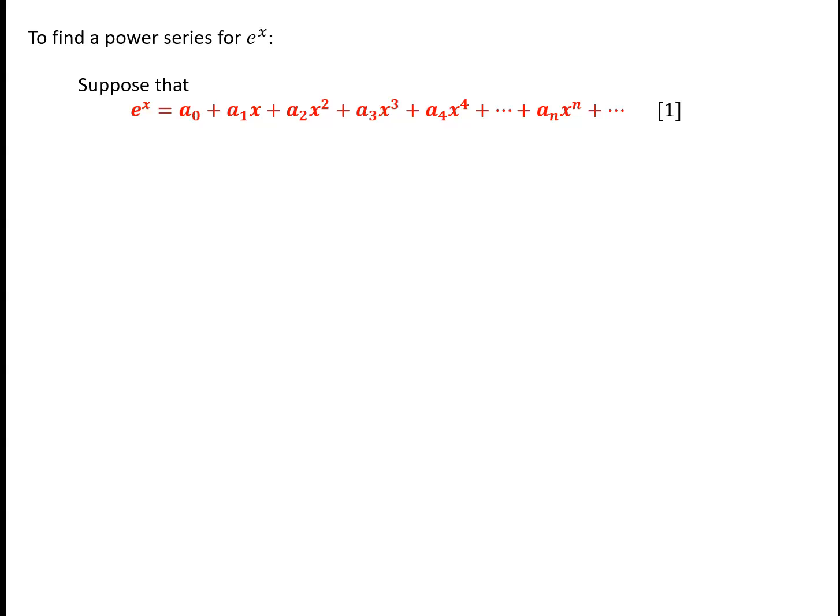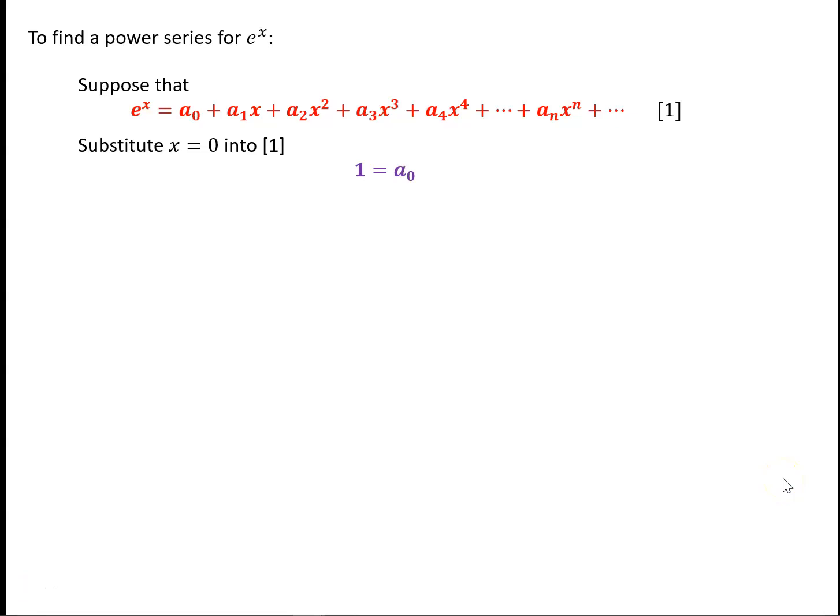Well, it seems sensible to say that if we're going to have equation 1 holding, it should certainly be true when x equals 0. And if I put x equals 0 in, the left hand side is e to the nothing, which is 1. The right hand side is simply a0. So this suggests straight away that a0 should be equal to 1.